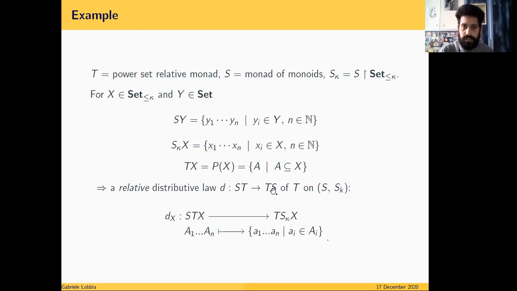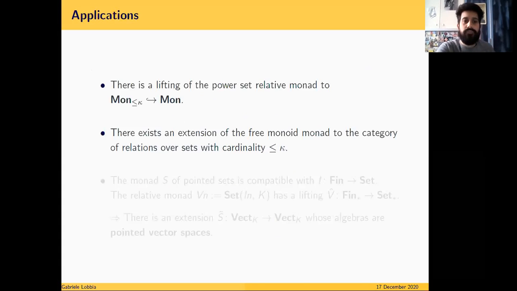Here there is a little kappa missing. And you can check the same axioms and everything goes smoothly, luckily. So using the theorem, we can see that there is a lifting of the power set relative monad to the inclusion of monoids with an upper bound on cardinality into just monoids. There also exists an extension of the free monoid monad to the category of relations over sets with cardinality at most kappa.